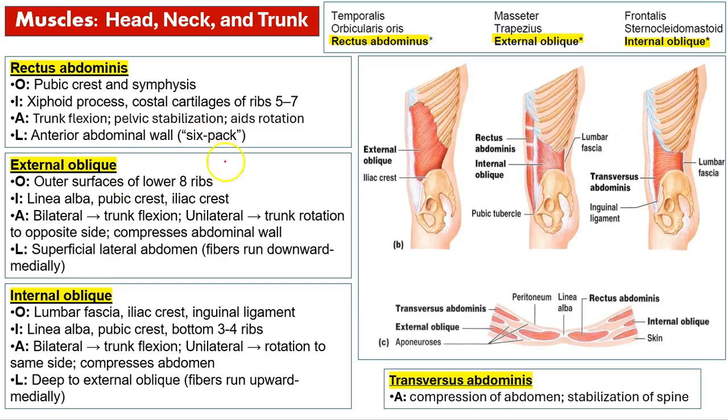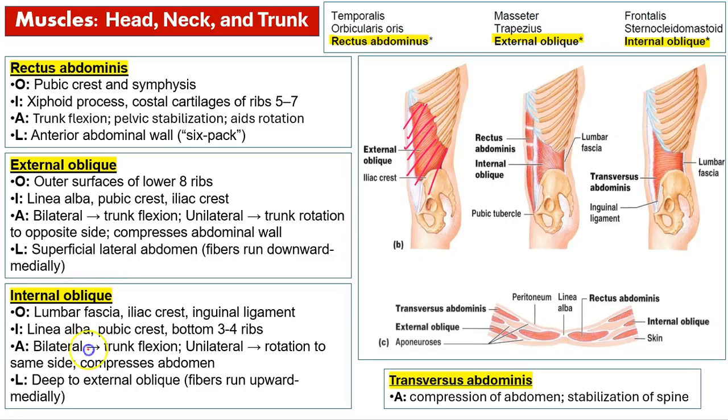The external oblique is going to be on the outermost surface. So it's superficial, and it's also going to be in the lateral portion of the abdomen. That means the fibers are going to run downward. So here are our fibers running downward that way. As you can see, it's on the lateral side of the abdomen.